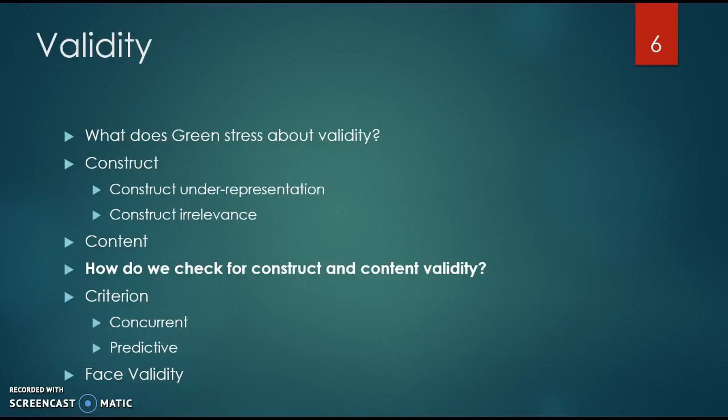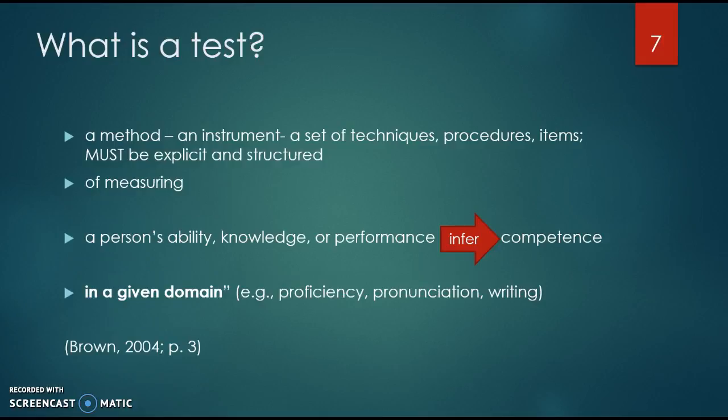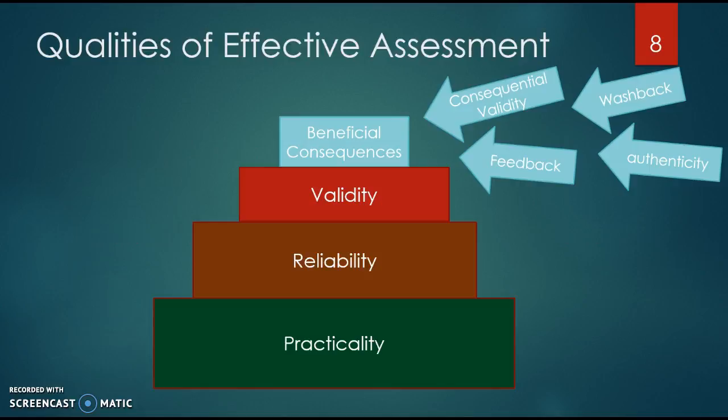Let's move on to the idea of validity is how we use it to infer competence. Again, I wasn't using those assessments to see what they could do by themselves, and that's okay. These were homework assignments. Now for the fourth quality of effective assessment, for this class, we're going to put lots of things into beneficial consequences: washback, the effect that the test has on learning, authenticity, feedback, and the consequences of the assessment.